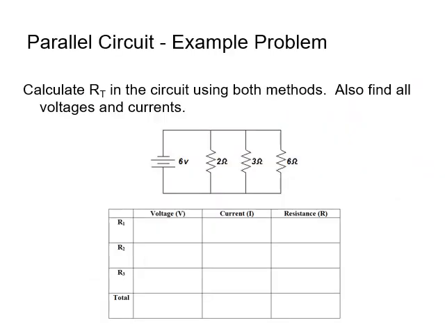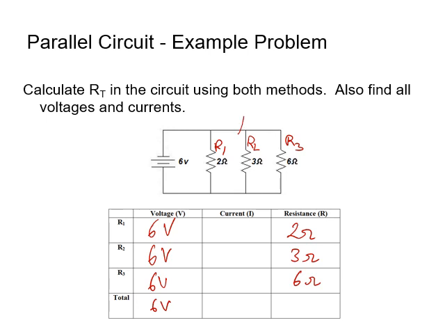Okay, so let's solve this problem. I know that the voltage across the 3 resistors is 6 volts, so the total is 6 volts, and every resistor has 6 volts on it. Let's label them. This is R1, this is R2, and this is R3. I know that R1 is 2 ohms, R2 is 3 ohms, and R3 is 6 ohms. So let's calculate the R total.